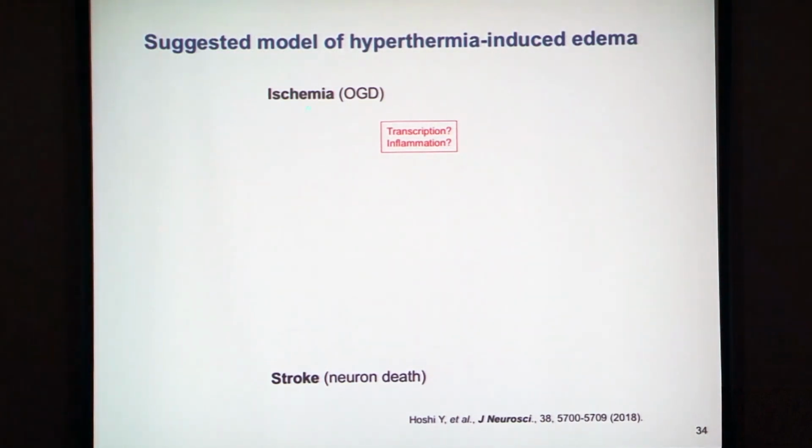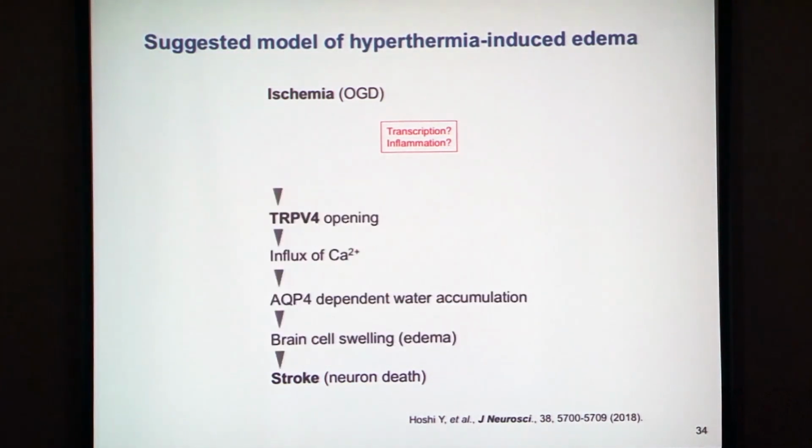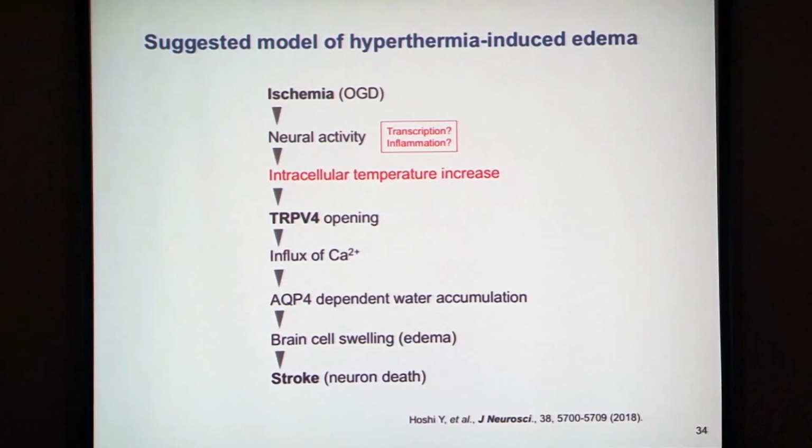So we know that ischemia results in stroke by water influx into the cell after TRPV4 opening. And we identified that an intracellular temperature increase is the mechanism to open TRPV4, and this comes from neural activity. We haven't determined the precise mechanism of heat production, but we speculate a contribution of transcription and inflammation.